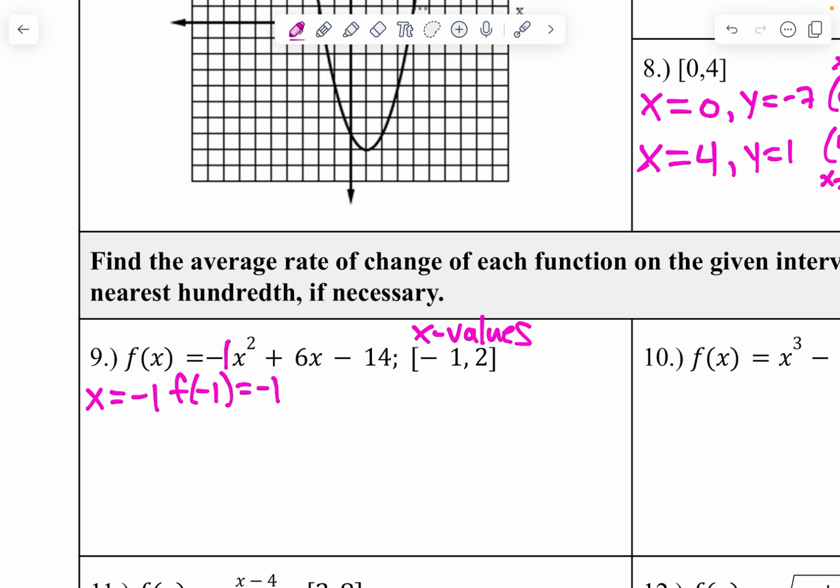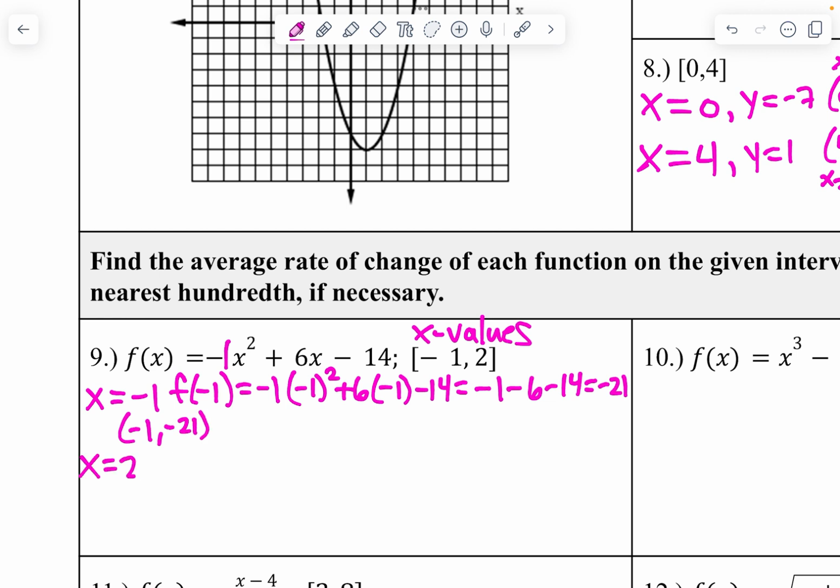So remember, that negative in front of x squared is like a negative 1. I've got to square my x and then multiply it by negative 1. So negative 1 squared will be positive 1, but then we multiply by negative 1. We will get negative 1 minus 6 minus 14. So that's going to give us negative 21. So that first coordinate pair, negative 1, negative 21.